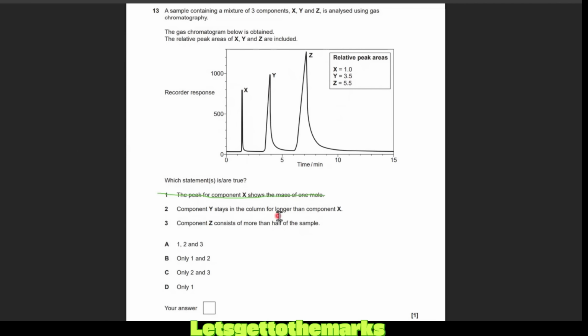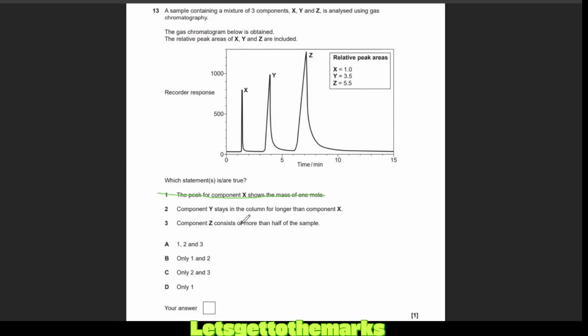Component Y stays in the column longer than component X. Let's have a look. Component Y, we can tell, was slower to go through the column. Oh, yes, I can't even read. I'm comparing it to Z. Yes, component Y stays in the column longer. It took about 4 minutes to get out. Component X took just under 2 minutes to get through the column. So yes, component Y stays longer, probably because it has a higher mass. So 2 is correct.